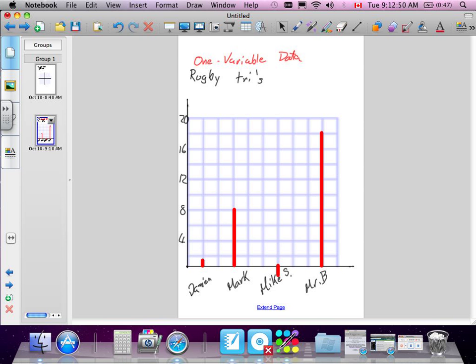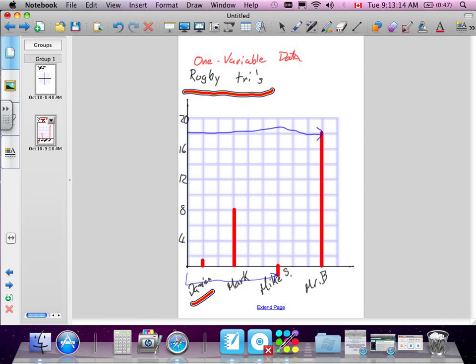Okay? This is a little chart we made of rugby tries. So these are some people we know and how many tries they've got in rugby. Damien has roughly 1. Mark, you have 8. Congratulations. Michael looks like he gave up 2. And I have 18. And that was in one game.